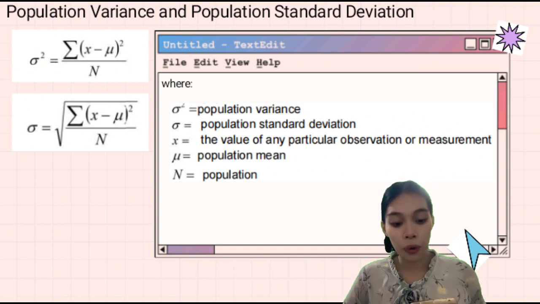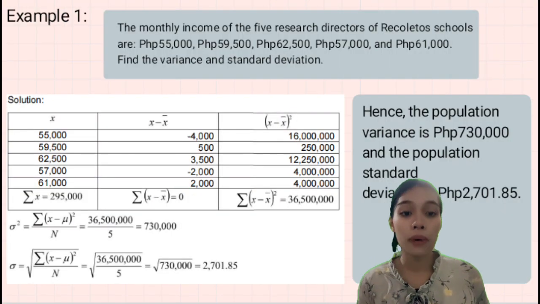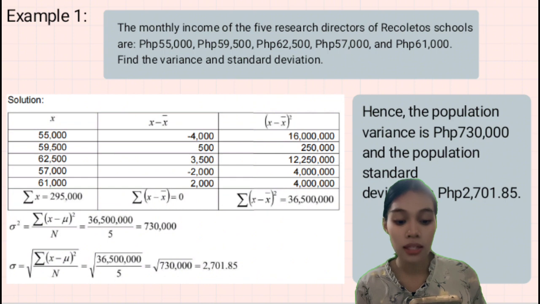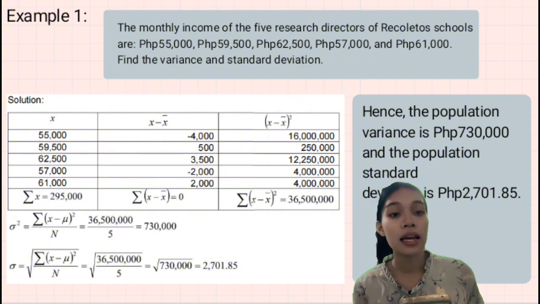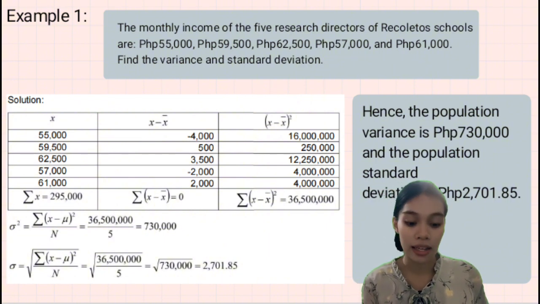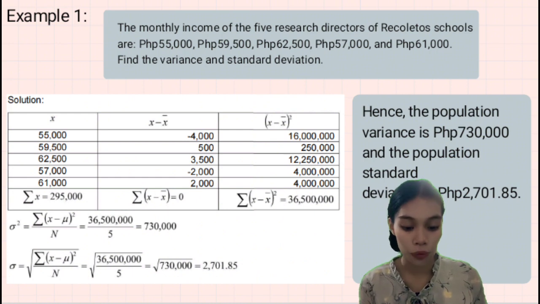For example, the monthly incomes of the 5 research directors of Recoleto schools are, how many values? 1, 2, 3, 4, 5. Yes, we have 5 values. We have 55,000, 59,000, 62,500, 57,000, and lastly 61,000. So we need to find the variance and the standard deviation.